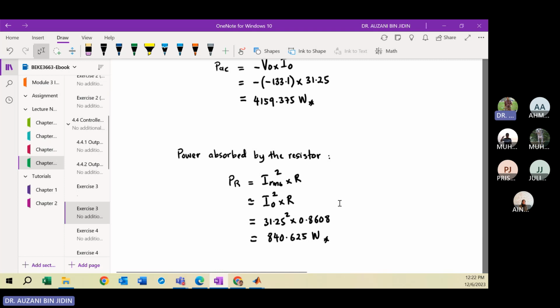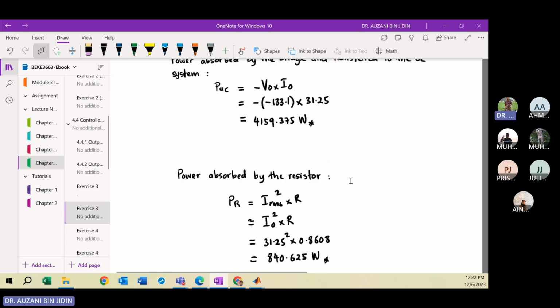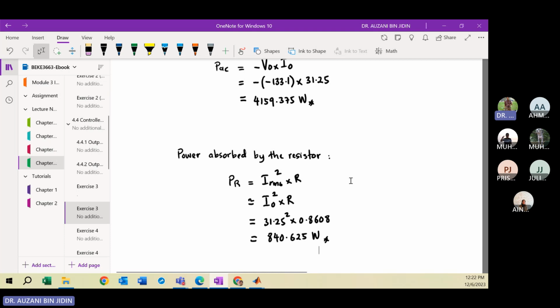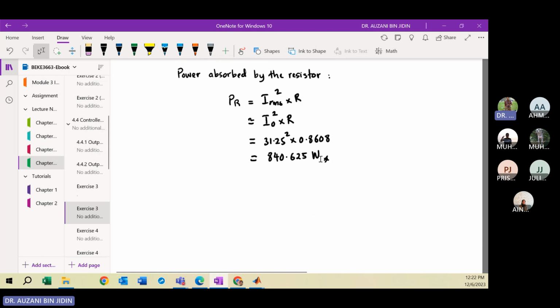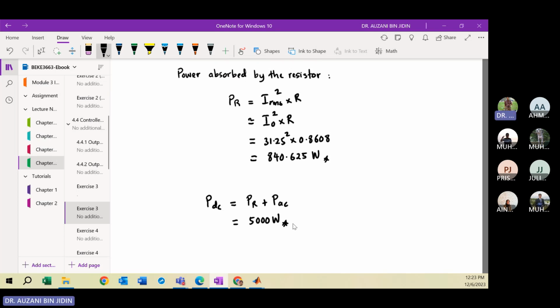Okay, for the converter operating as the inverter operation, it means your power is transferred from the DC source to the AC. So maybe you can double check your calculation, the above calculation. We know that your PDC must be the summation of PR plus PAC. PR is the losses, the power absorbed by the bridge. So when you check, you get 5K. Okay, just to check your answer.